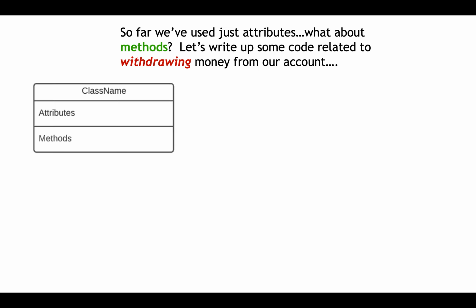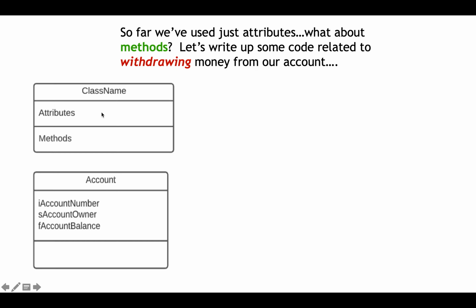Okay, let's talk about methods now. So we were just talking about attributes. Let's focus on methods a little bit. And to introduce the topic of methods, I'd like to have us write up some code related to withdrawing money from a bank account. So here's a bank account represented. It has an attribute, which is the balance that is contained in that bank account. And let's work through a problem that could occur if you extract money from a bank account.